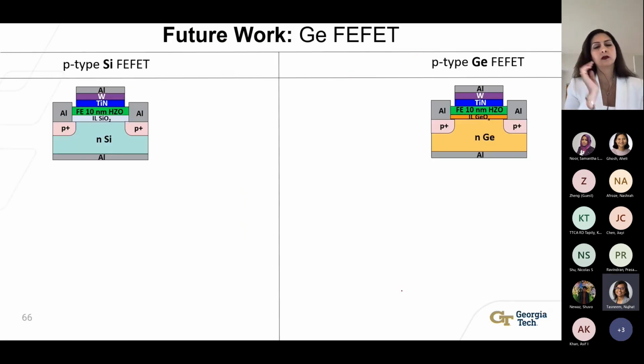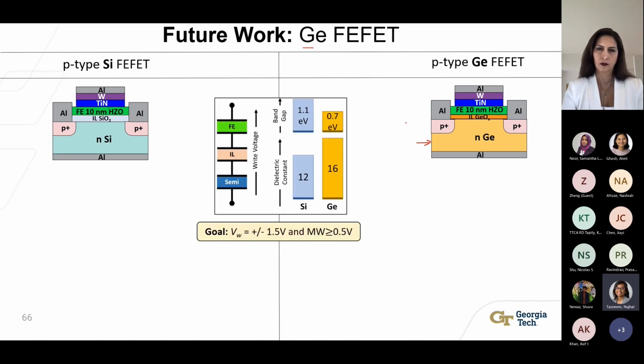So to that end, one of our future projects involved shifting our focus to another parameter of the gate stack of the FFET, which is the channel, and we changed it to germanium. So in case of silicon FFET, germanium has a distinct advantage because its dielectric constant is higher and it has a lower band gap, which can actually lower the write voltage.